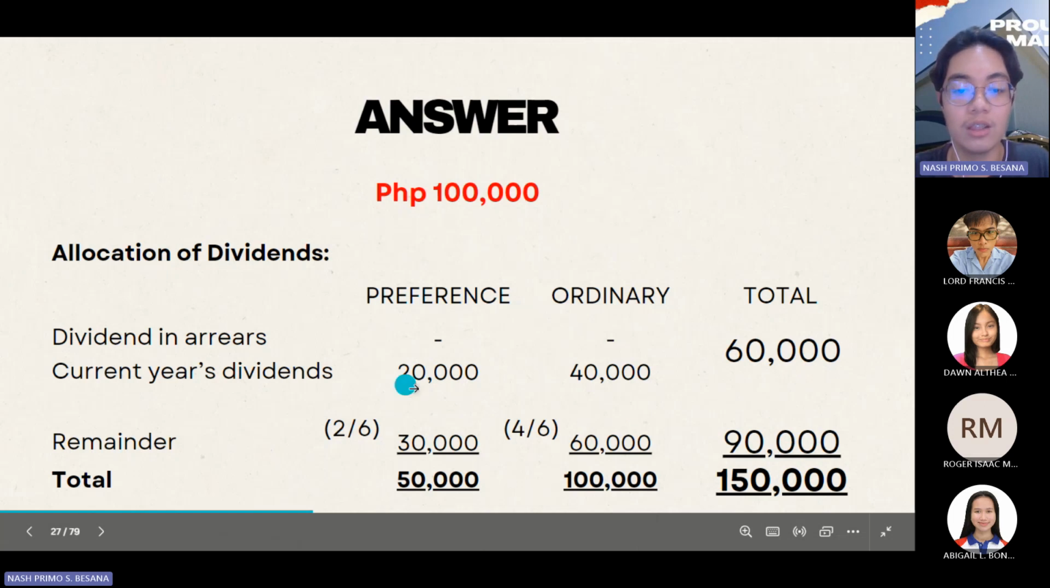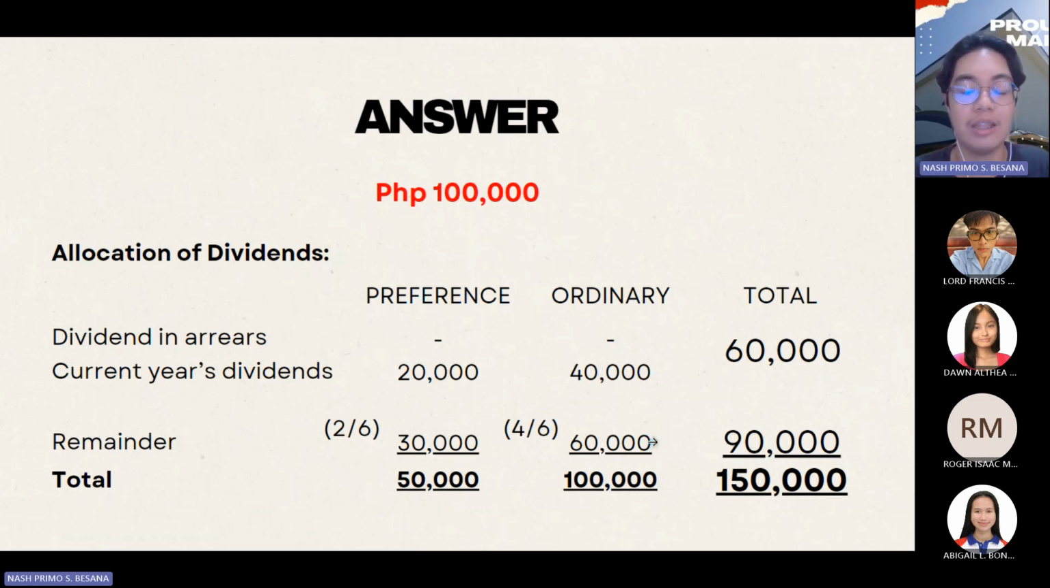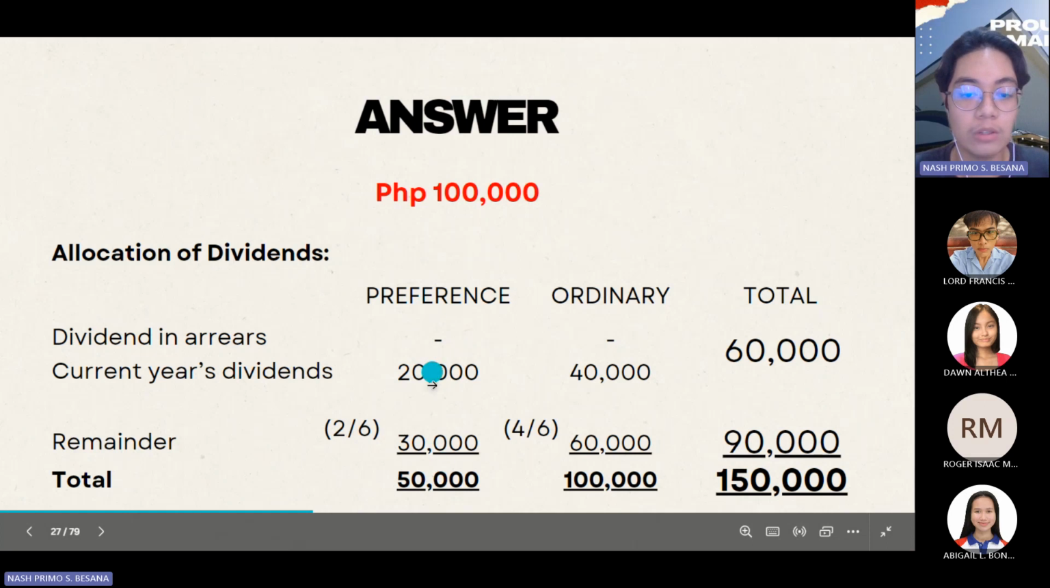So 90,000 times 2/6, 30,000. 90,000 times 4/6, 60,000. So yun yung pag-allocate ng remainder kapag participating. Kunin mo yung ratios, i-multiply sa remainder, and yun na yung hatian ng excess. And then we would get all of the amounts that we have computed earlier. For preference, ang total would be 20 plus 30, 50,000. For ordinary, 40 plus 60, 100,000. Kapag in-add mo yan, 150,000, walang sobra, walang kulang.